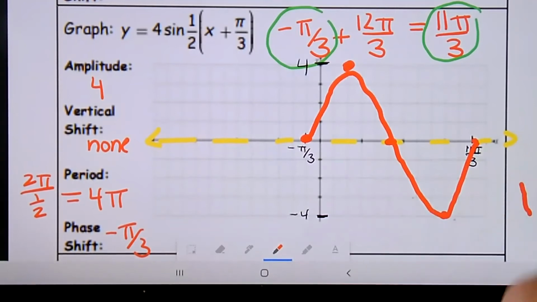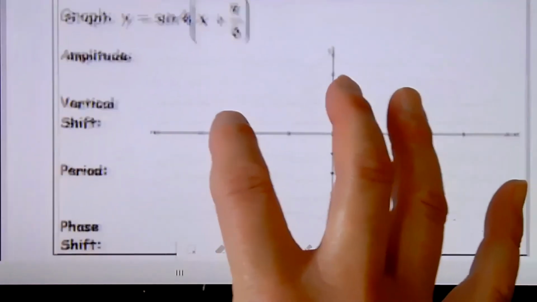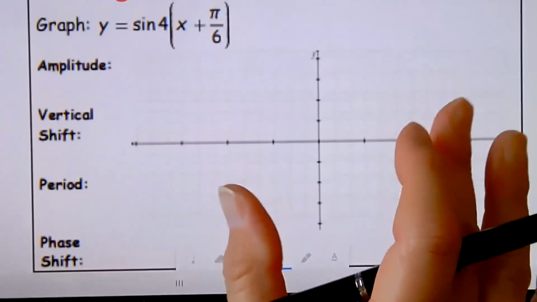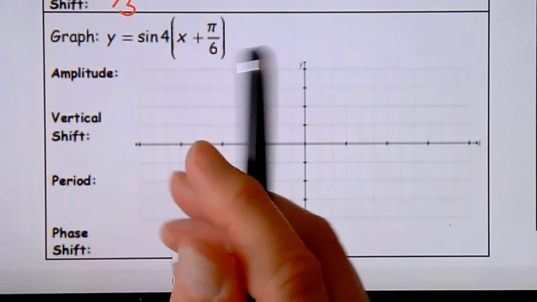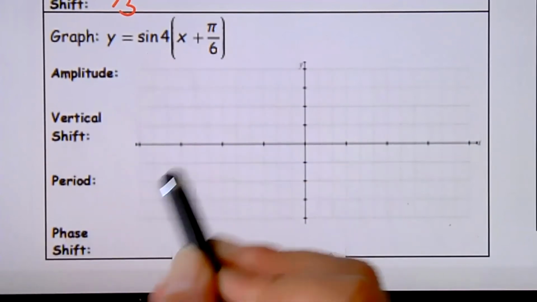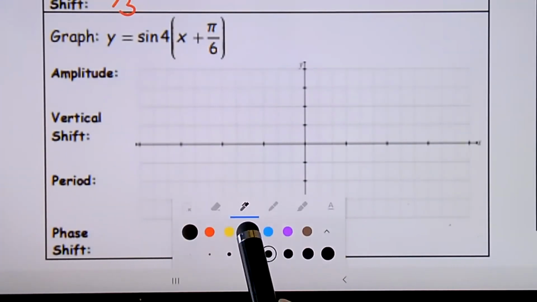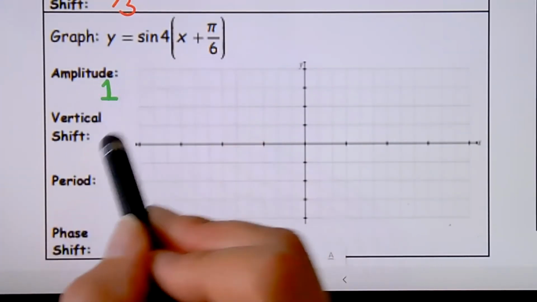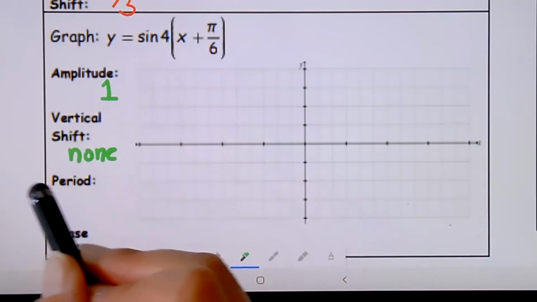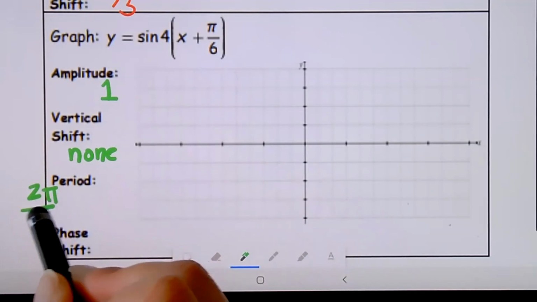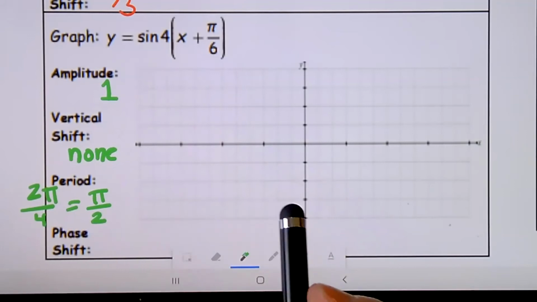Okay, and let's see. Our next one, we have a 4 in front. Okay, so if I have a 4 in front of this, this is going to be affecting the period. So my amplitude is still going to be 1. My vertical shift, I don't have any. The period again is going to be 2 pi over 4, which is pi halves. Okay, that's how long it's going to be.